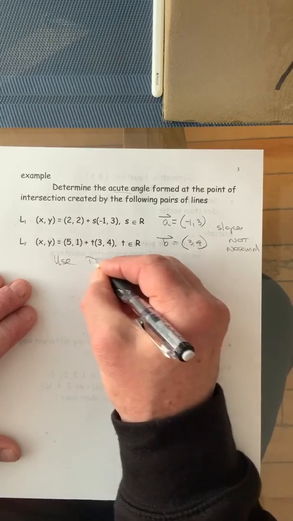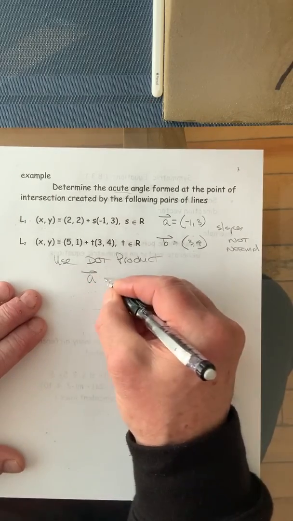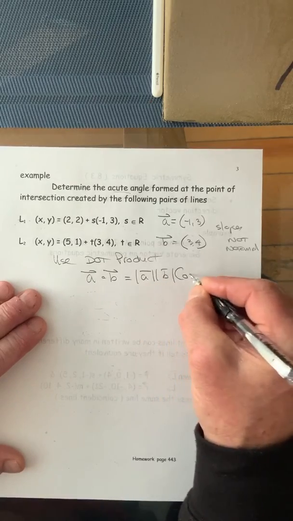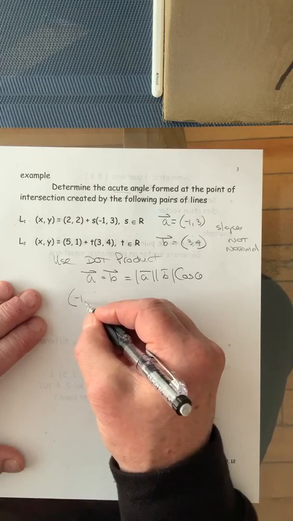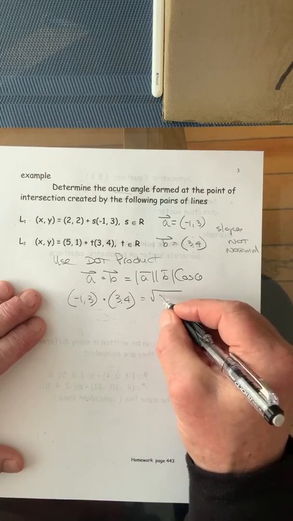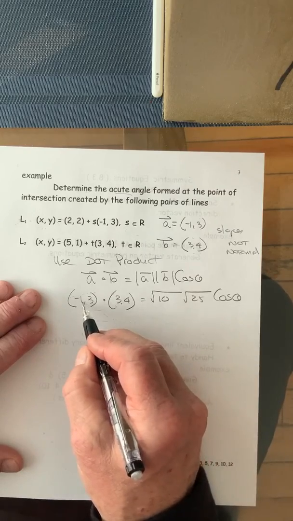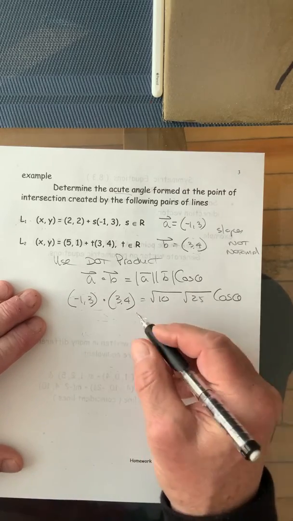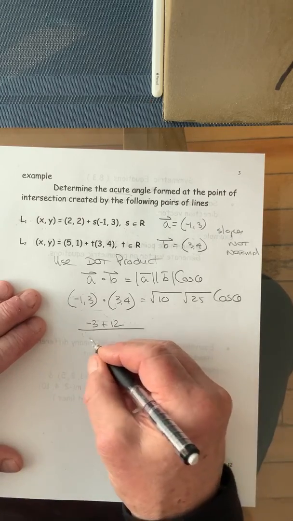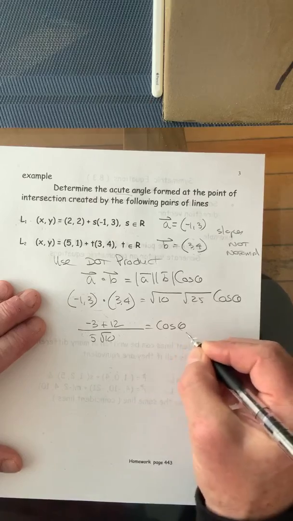They're looking for angles, so I'm looking for the dot product. A dot B should equal the magnitude of A times the magnitude of B times cos theta. So I'm going to get (-1, 3) dot (3, 4) equals the magnitude of root 10 times the magnitude of 25 cos theta. 3 squared plus -1 squared is 10. 16, and okay, I got that. So I'm going to get -3 plus 12 divided by 5√10 equals cos theta.